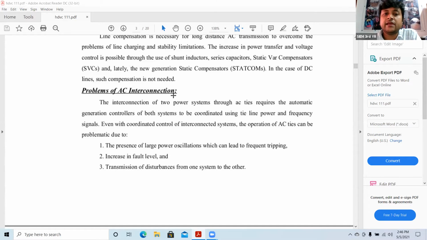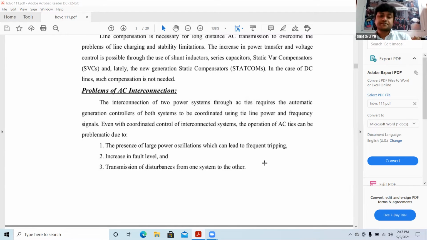The problems of AC interconnection. Now, what is the problem in the AC interconnection? The interconnection of two power systems through AC ties requires the automatic generation controllers of both systems to be coordinated using the tie line power and frequency signals. Even with coordinated control, the operation of AC ties can be problematic due to the presence of large power oscillation, which can lead to frequent tripping, increase in fault level and transmission of disturbance from one system to another.